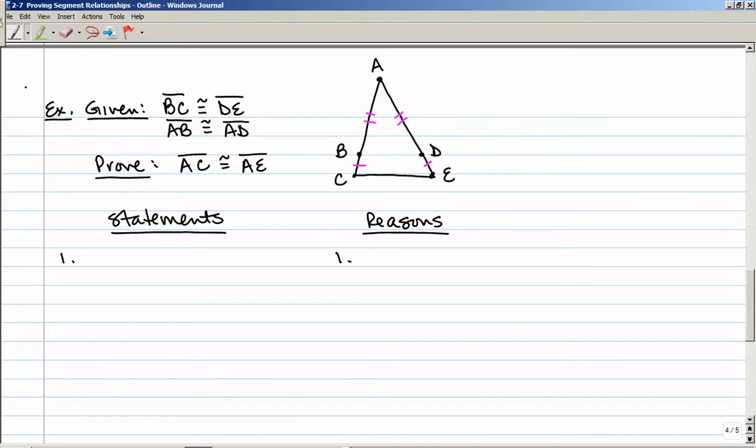Okay? So let's start by stating our given. BC is congruent to DE, and AB is congruent to AD, and my reason for that is given. Now, I have a feeling I'm going to be using some segment addition postulate here, or some addition or something like that, so I better change all my congruent signs to equal signs. And to do that, I'm going to use the definition of congruent segments.